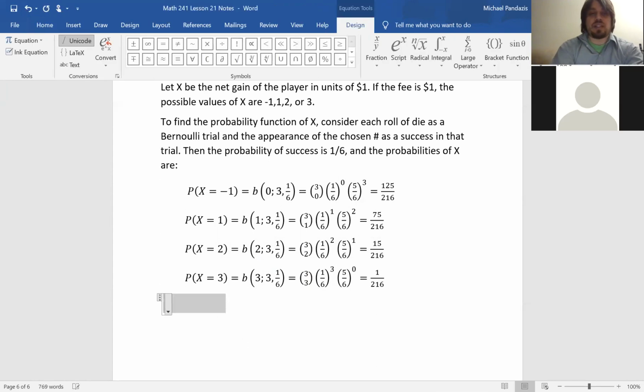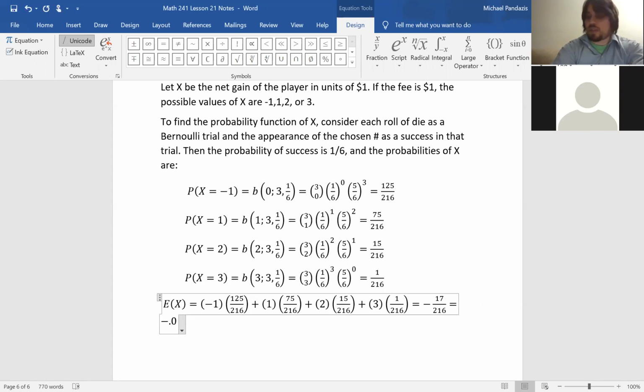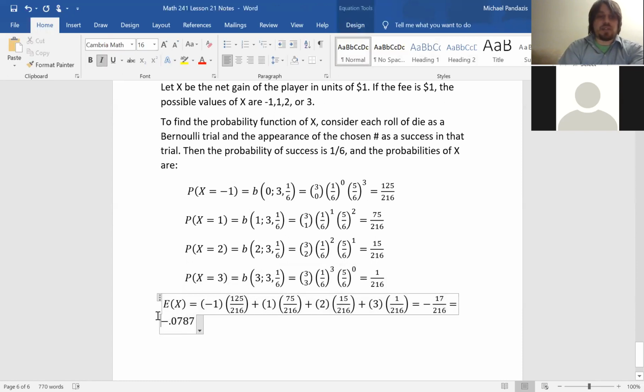And so that tells you that the expected value of X is the sum over all possible values of X times f of X, if that sum is absolutely convergent. So when X is negative 1, you have negative 1 times 125 divided by 216, plus 1 times the probability when X is 1, which is 75 over 216, plus 2 times the probability that X is 2, which is 15 over 216, plus 3 times the probability when X is 3, which is 1 divided by 216. You add all that up and you get negative 17 divided by 216. As a decimal, that's negative 0.0787. So that's the expected value of this experiment.